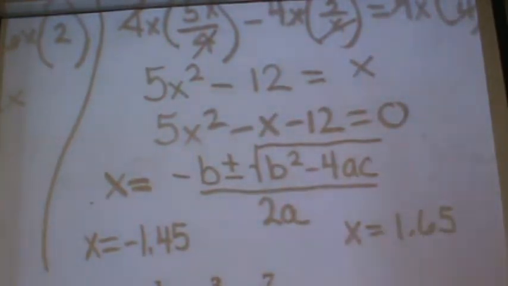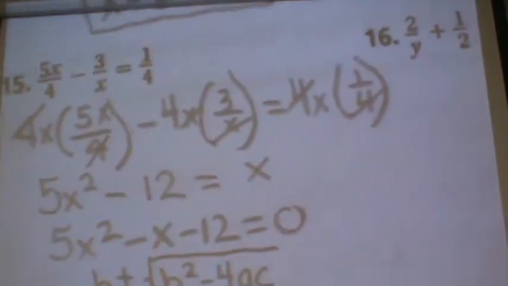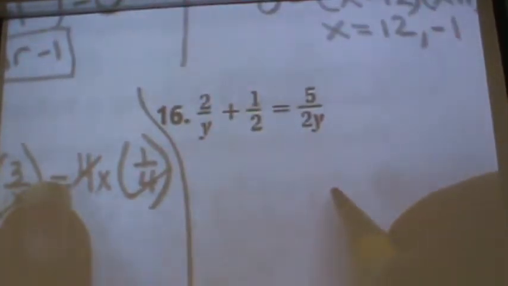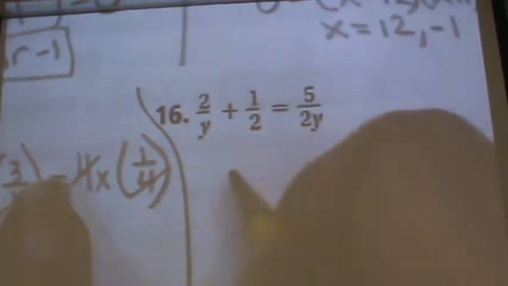So sometimes they don't come out pretty. They come out nasty, like that. Make it nice, okay? Make it nice. Next, what's your common denominator here? Take it back. What's your common denominator? 2y.